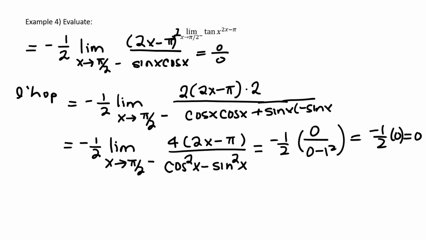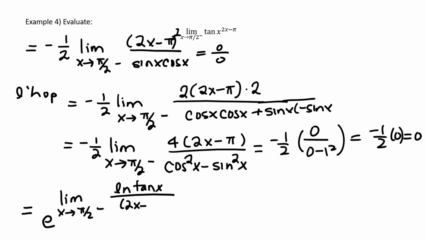Almost done. But remember, way back when we started this problem, we said that the answer is e raised to the limit of whatever this expression turned out to be. So that's the limit of the natural log of tan x divided by 2x minus pi to the negative 1. So that's actually e raised to the 0, and the limit is 1.